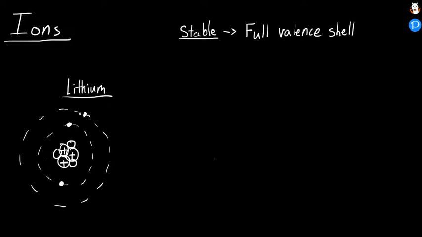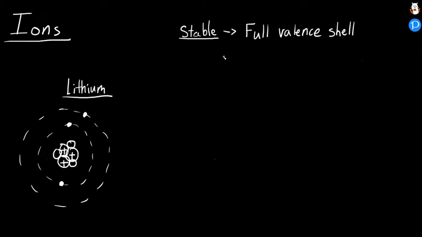Like for example, lithium here, it only has 1 electron in this outer shell, but we can fit 8 electrons in that outer shell, right? We can fit 8 electrons in there. It only has 1, and so it has room to fit more in there, and so therefore lithium is actually kind of unstable because it doesn't have a full outer shell.